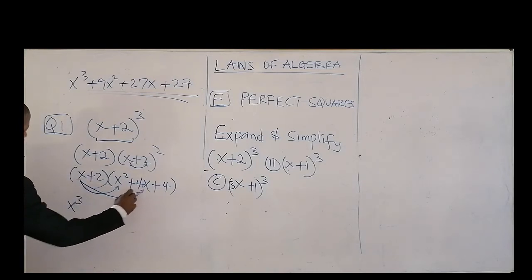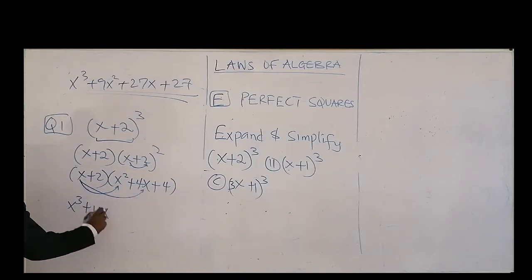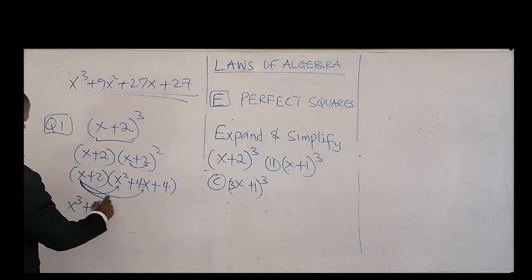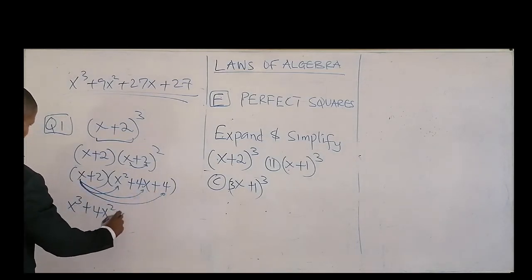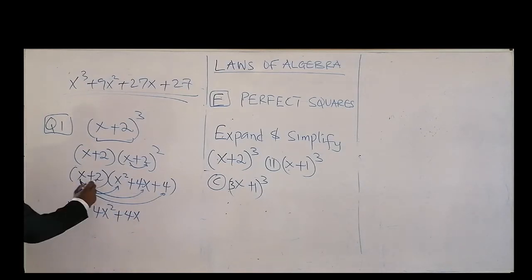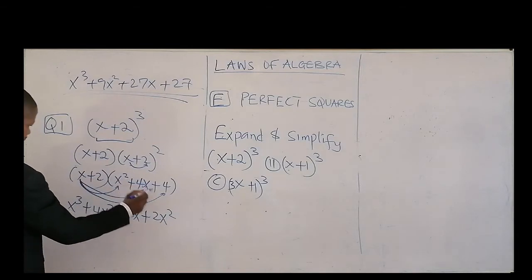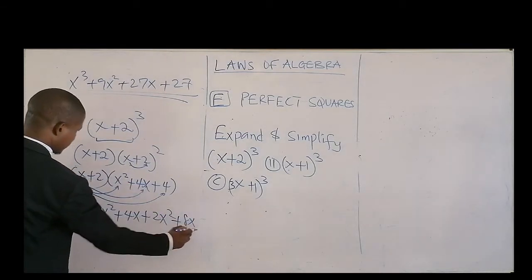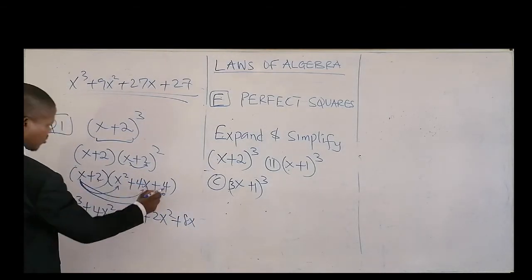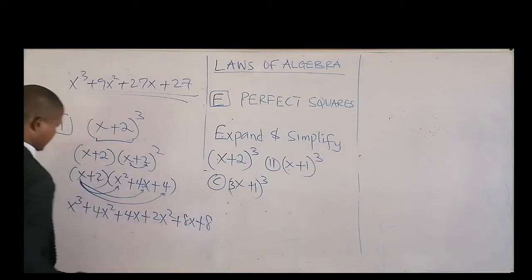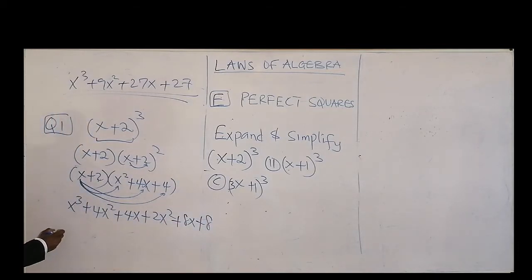This one times this one, that's plus 4x squared. Okay? Then this one times this one, that's plus 4x. This one times this, that's 2x squared. And this one times this one, that's plus 8x. And this one times this one, plus 8. So let's do the arrangement.